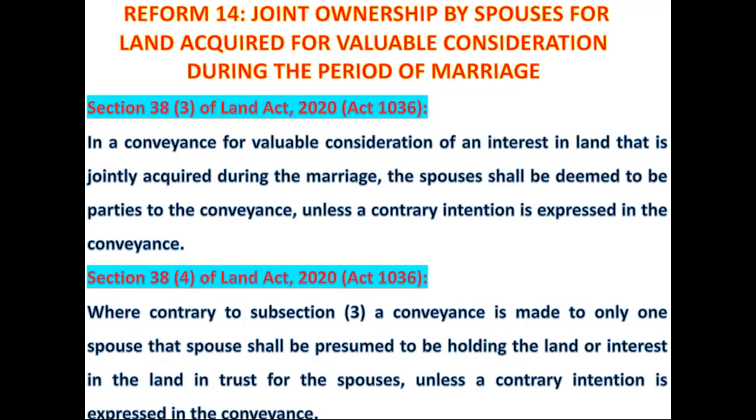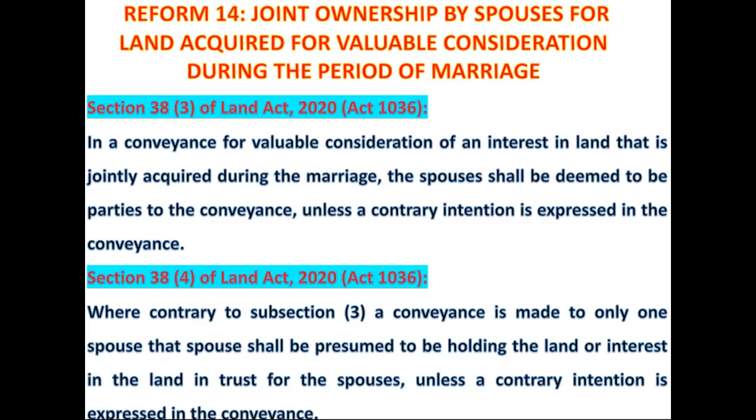has some cases to the effect that when parties are married and property is acquired during the pendency of the marriage, there can be a presumption that the property is jointly acquired and belongs to both spouses. And that is why now the law is saying that if a party is married and is acquiring land for valuable consideration, then the husband and the wife shall be deemed to be the parties to the conveyance. There will be more interesting provisions we'll see about this.